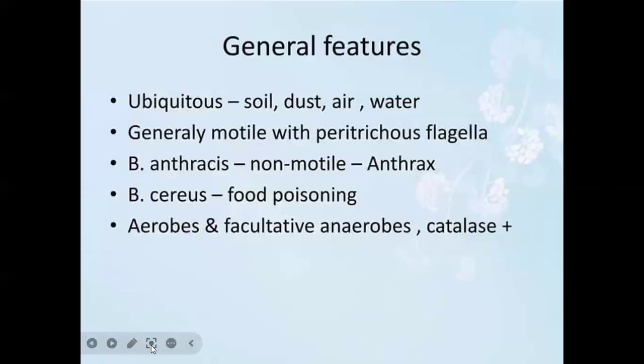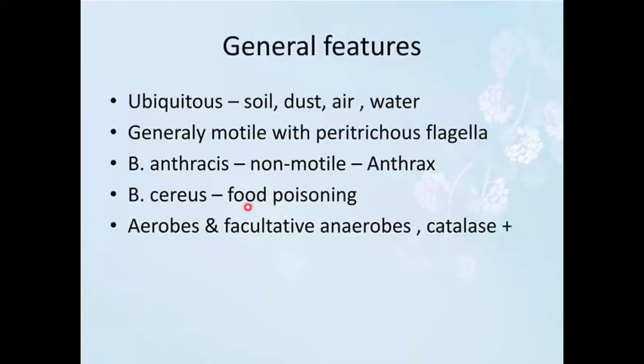From here, let's talk about the general features of Bacillus. They are ubiquitous. Ubiquitous means that they can grow anywhere, or they can be found anywhere: the soil, dust, air, water. They are generally motile with peritrichous flagella. Okay, so peritrichous is where we have a lot of flagellae emanating from the bacteria itself.